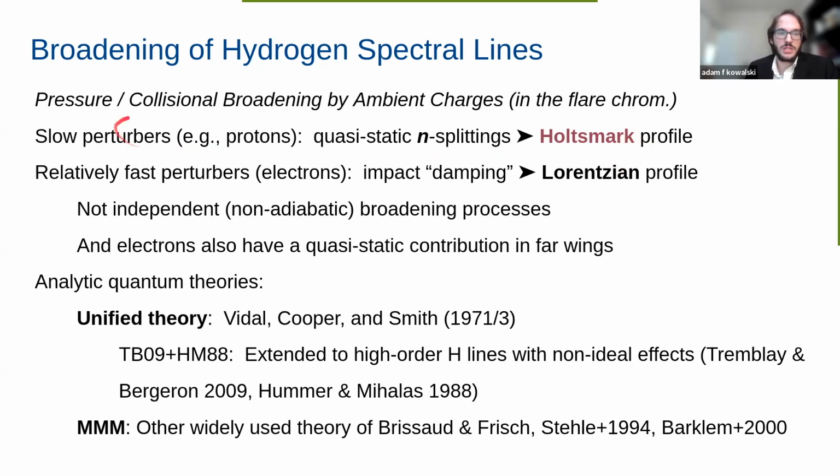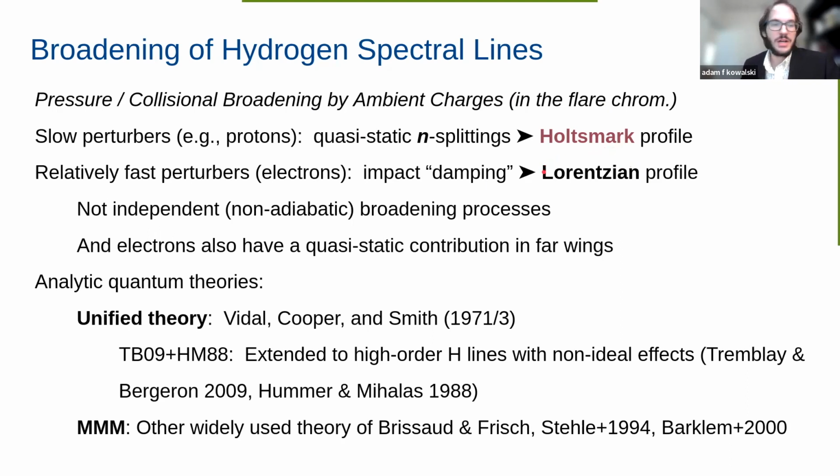The protons are slow, and they cause the splitting of the hydrogen line, of the principal quantum number, and generate what's called a Holtzmark profile. The electrons, however, are very fast, and they'll cause an accumulation of phase shifts, what we call impact damping, generating a Lorentzian profile. Moreover, the electrons can also cause transitions among the Stark split states of the atom. We say the broadening is non-adiabatic, and so full quantum calculations are necessary.